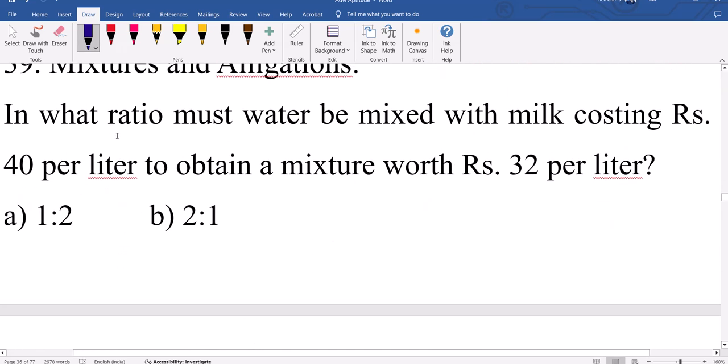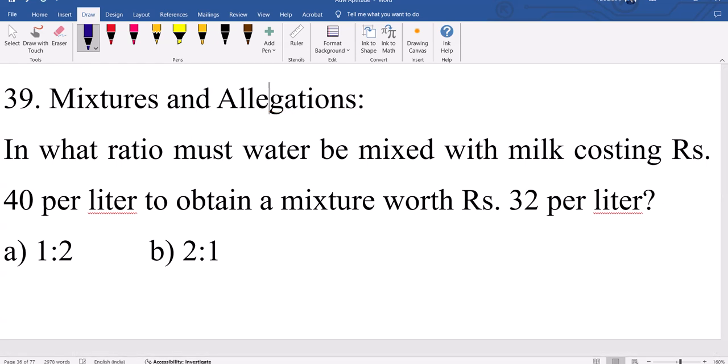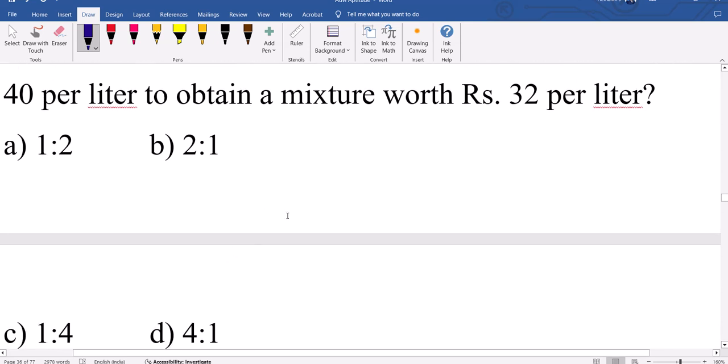Next, again ratios. It's mixtures and alligations, fine, but this question is slightly changed. In what ratio must water be mixed with milk costing 40 per liter? Okay, fine, let it be 40 per liter, not practical, but fine. This is double the rate which is happening right now, and 32 per liter is the worth of the mixture. Some people may know Krishna A2 milk, it's 200 per liter. So practically it's different, fine.